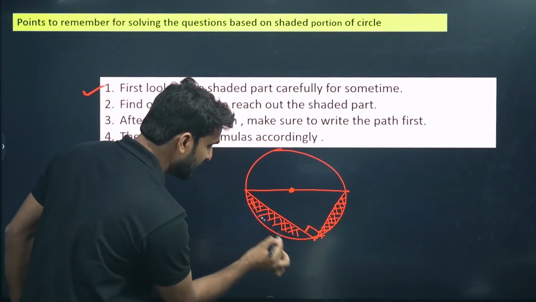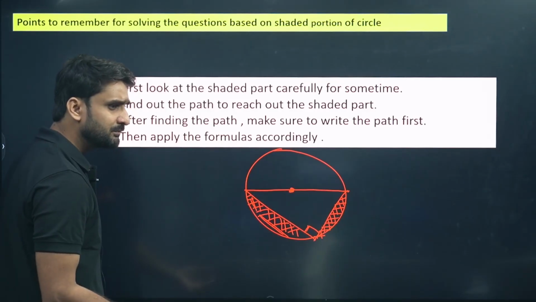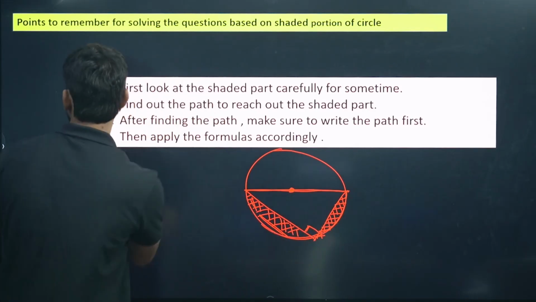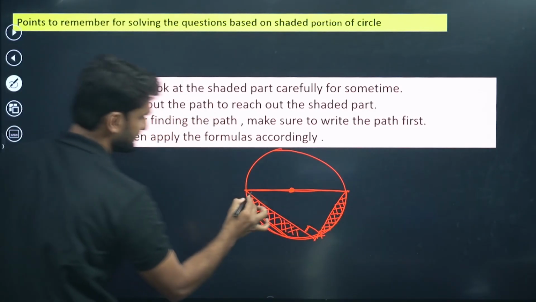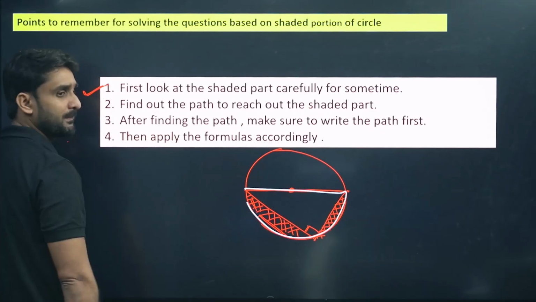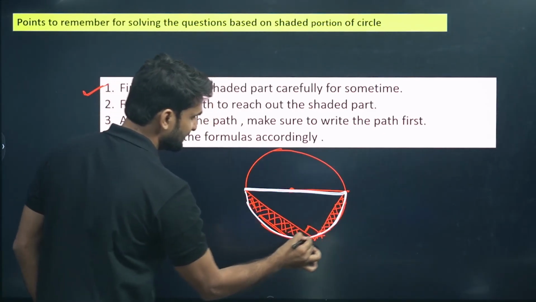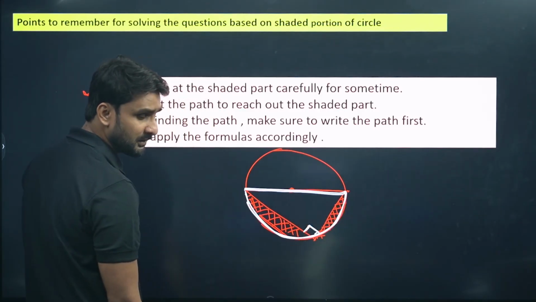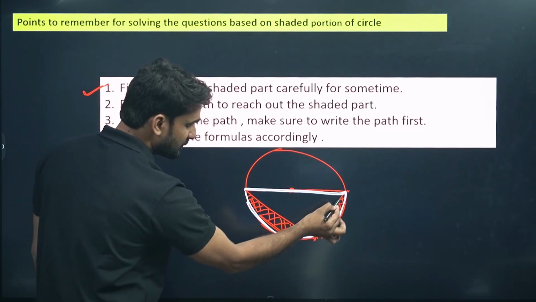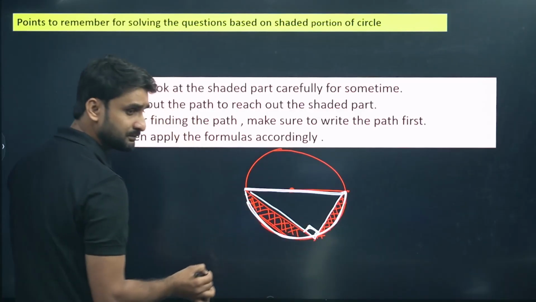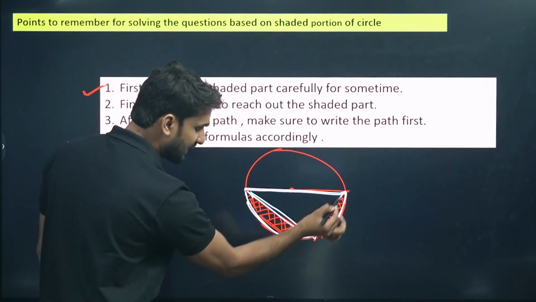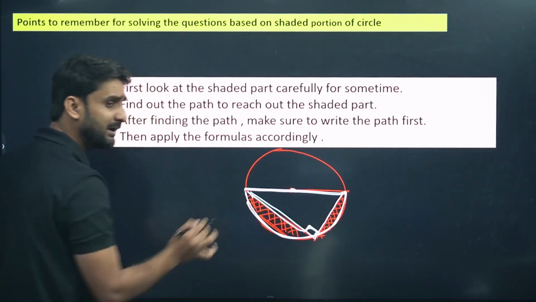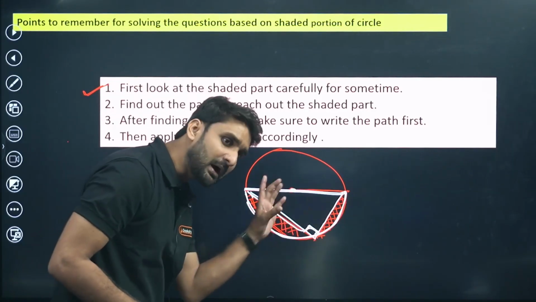If I'm asking you to find out the area of this shaded part, what should be the path? The shaded part is present in this portion of the circle, as you can see here. And this is the semicircle. And what is the angle in a semicircle? Always 90 degree. So if this is 90 degree, this triangle will be a right angle triangle, and this complete portion is a semicircle, because this is the center, this is the diameter.